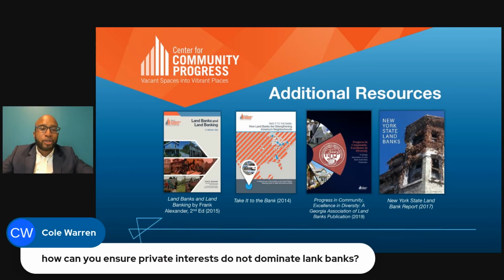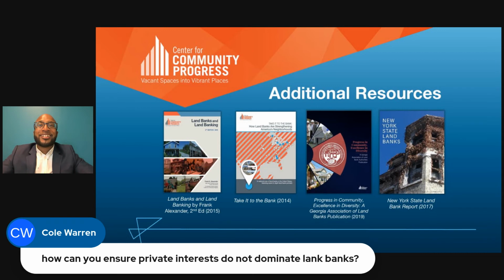So the next one: how can you ensure private interests do not dominate land banks? It has to do with a lot of pieces. We mentioned land banks are public entities, so they're accountable to the public. In some examples, land banks have advisory committees where you have residents who sit in and are able to understand and work with them. There's a visible board of directors of your land bank. So it's about how you're engaging and understanding what their priorities are.